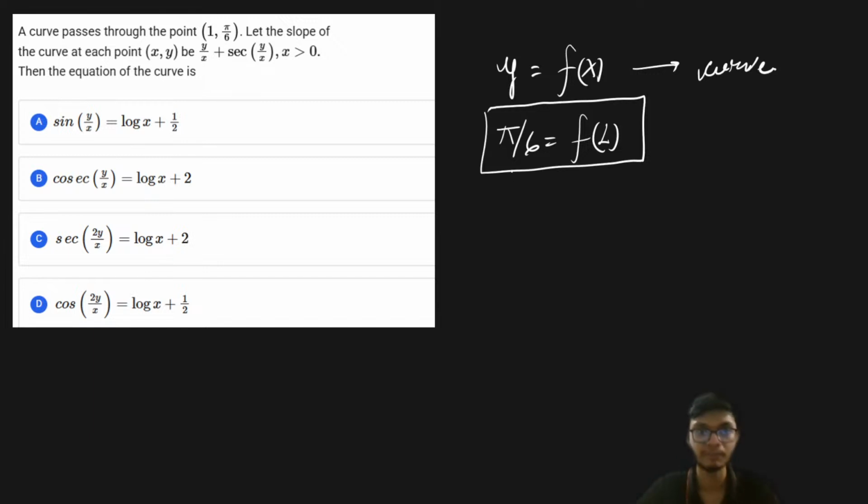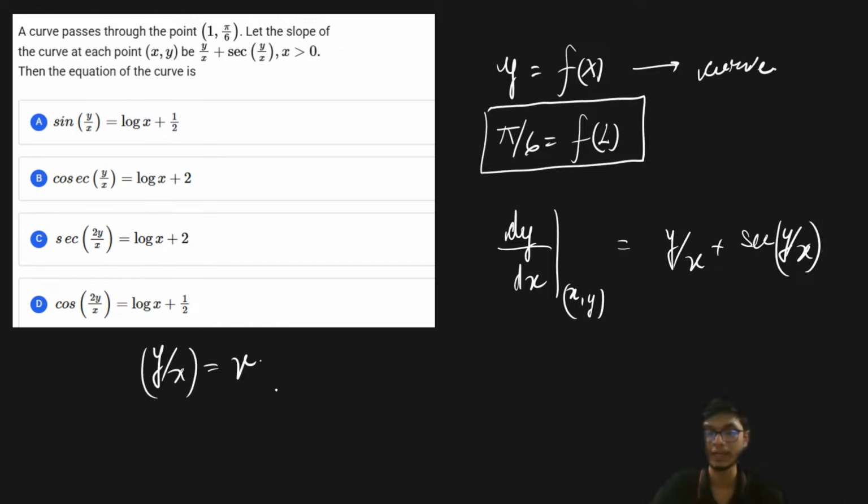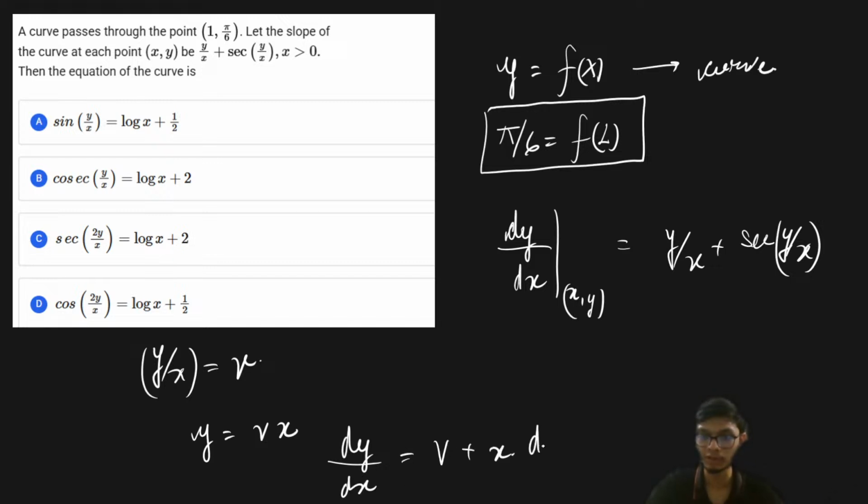Now it is said that the slope of the curve at each point, dy by dx, that is the slope at any point x comma y, is basically given as y by x plus secant of y by x, right? Now this kind of form is called a homogeneous form. So what I will do is assume this y by x to be some variable v, right? Now I can write y is equal to v times x, and then I will be able to write dy by dx is equal to v plus x times dv by dx. Is this clear?